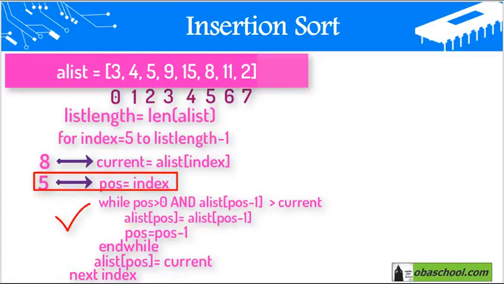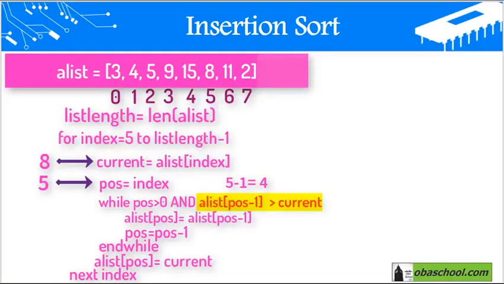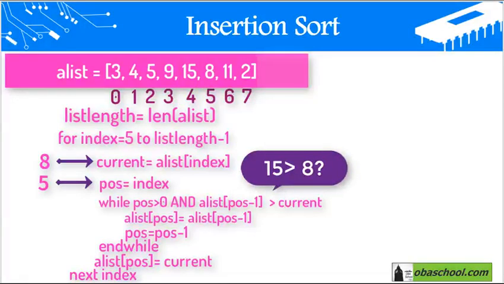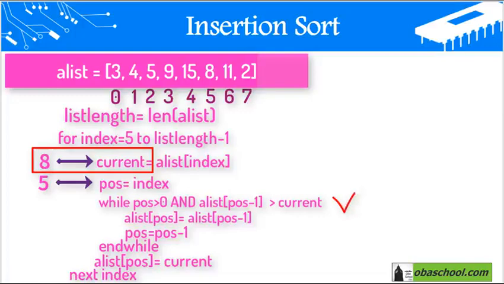And a list pose minus 1, which is 5 minus 1, it's equal to 4. A list which contains the index 4 is the value 15. Is 15 greater than the current, which is 8? The condition is true, so we enter the loop while to switch the numbers.